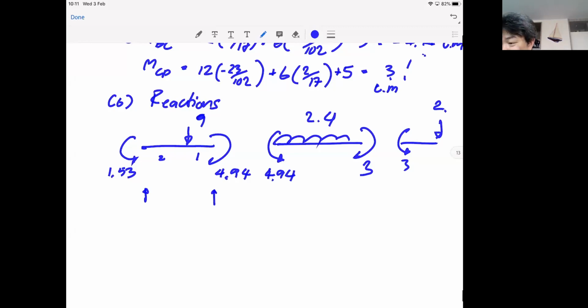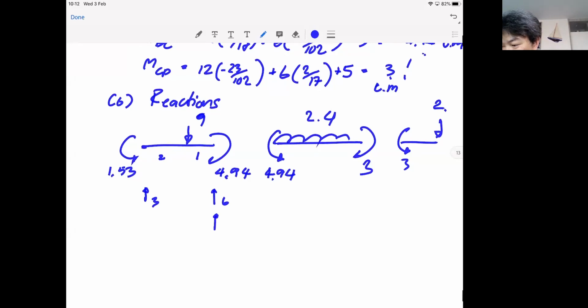Yeah, that's 6, because I can just multiply 9 multiplied by 2 divided by 3, so that's 6. That's 3. This is the shear caused by 9 tons, and then this is the total of the moment, which is clockwise, so you're going to have this, and that, right? And this shear is 4.94 minus 1.53, divided by 3.